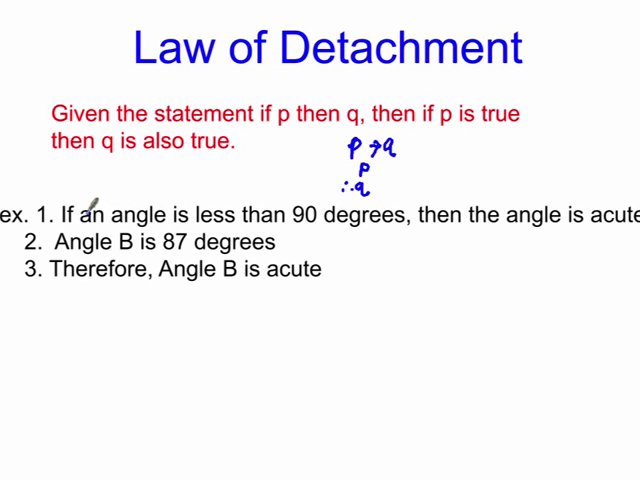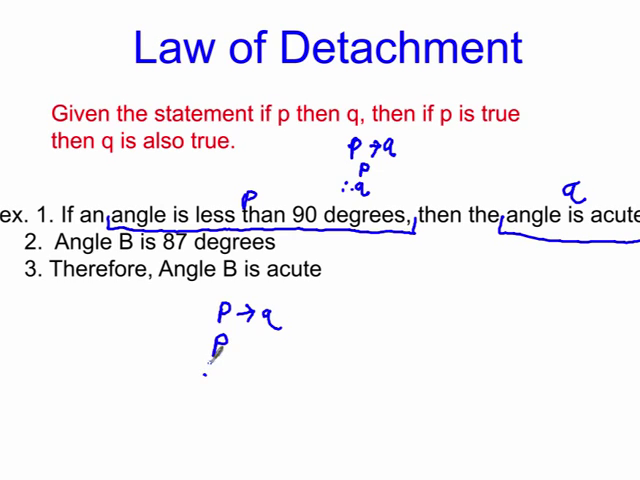It says, if an angle is less than 90 degrees, so there's our P, then the angle is acute. There's our Q. So I've got P implies Q. Angle B is 87 degrees. Well, that's less than 90, so I'm being told P. Therefore, B is acute, therefore Q. The law of detachment says I couldn't say B is 87 degrees, so therefore it is not acute. No, that doesn't work. If P implies Q and P is true, then Q must also be true. That's the law of detachment.